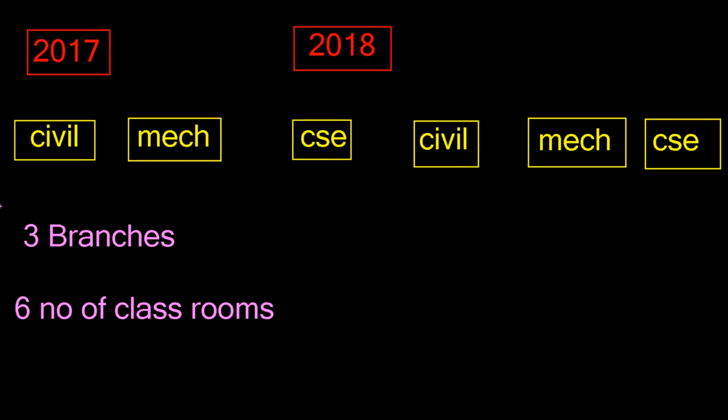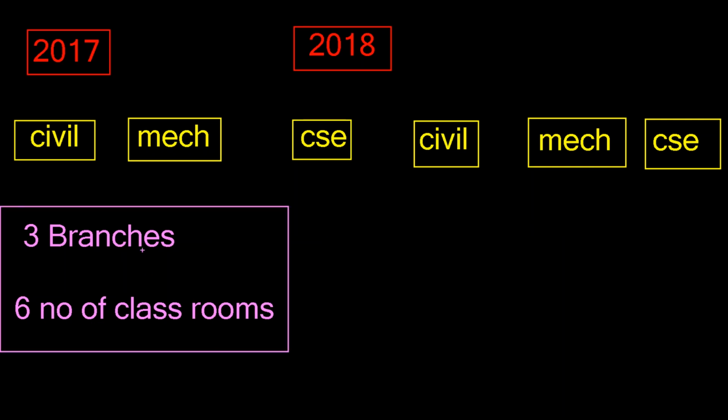Okay, so you can observe this example. The branches are only three, but the number of classrooms is six. In the same way, the types of workers are five. Whenever we install SAP on a system, in a real-time system, the types of work processes are five only, but the number of work processes depends on the RAM size.